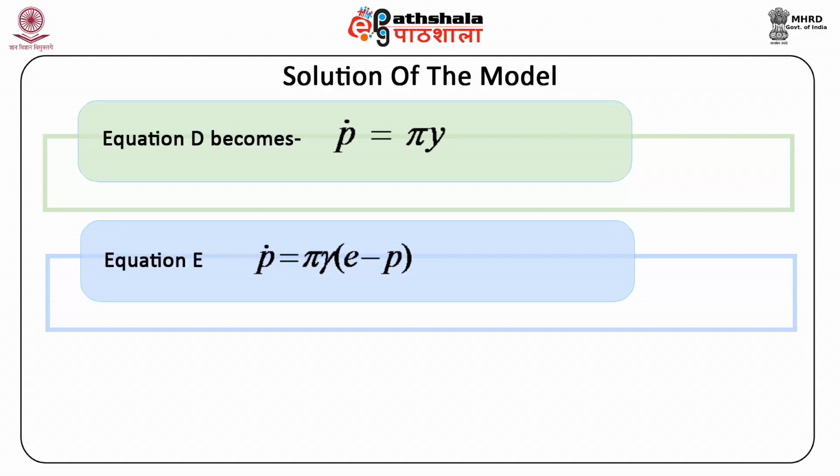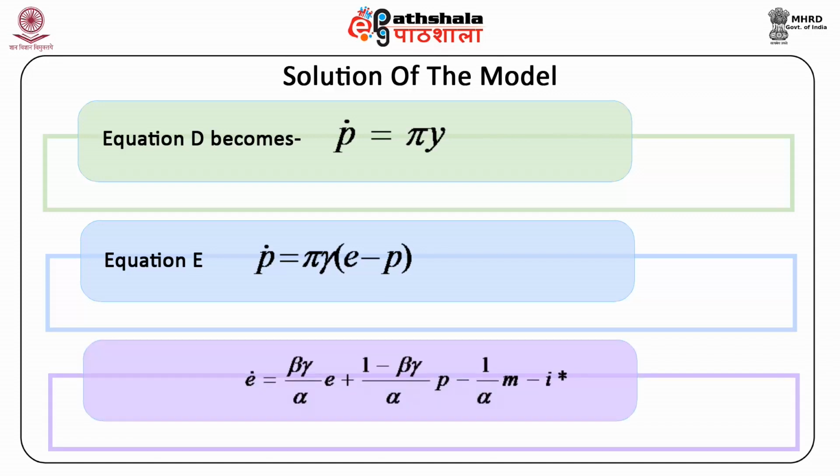This is equation E. Now, substituting the value of y from equation C and the value of i from equation A into equation B, we get the following equation of e dot. e dot is equal to beta y by alpha into e plus 1 minus beta y by alpha into p minus 1 upon alpha into m minus i star. This is given as equation F.